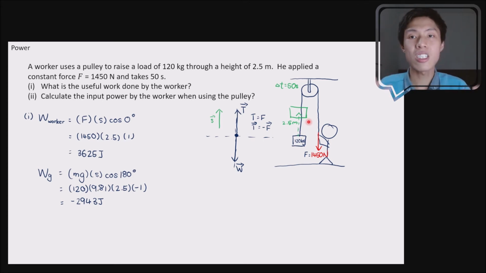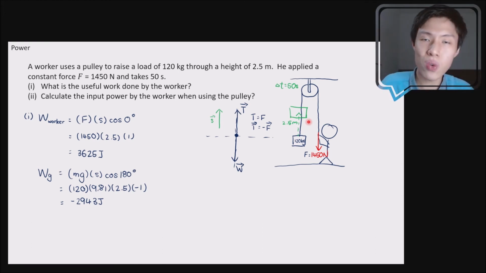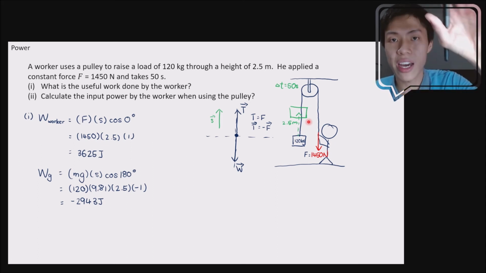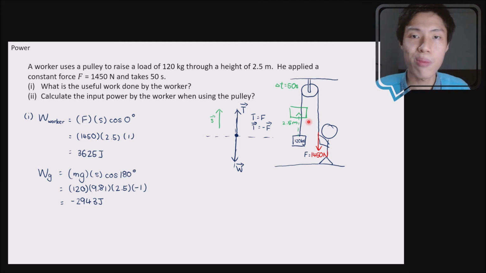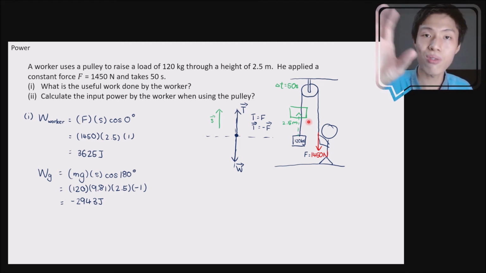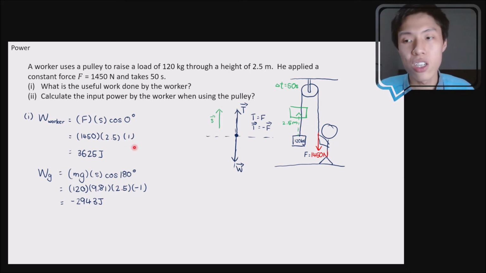Okay, but speeding up is not useful. Our purpose here is just to raise the object by 2.5 meters. If it speeds up, it's just energy wasted for our purpose. Our purpose is just to bring it to a higher height. You can bring it up with a constant velocity, it's still fine, no problem, as long as it's able to rise by 2.5 meters.